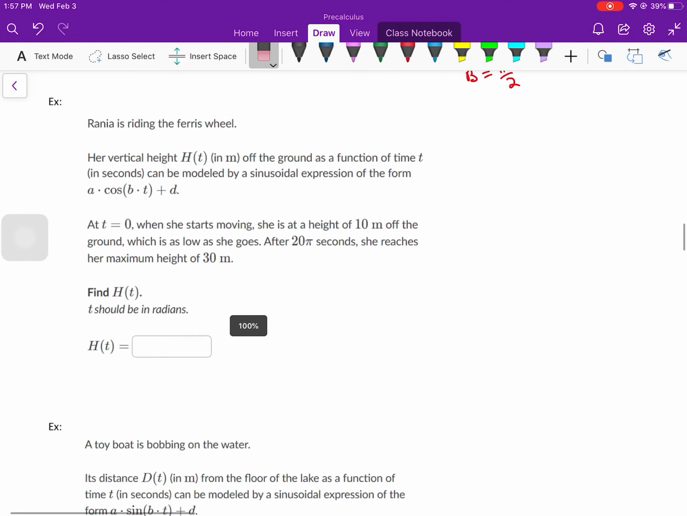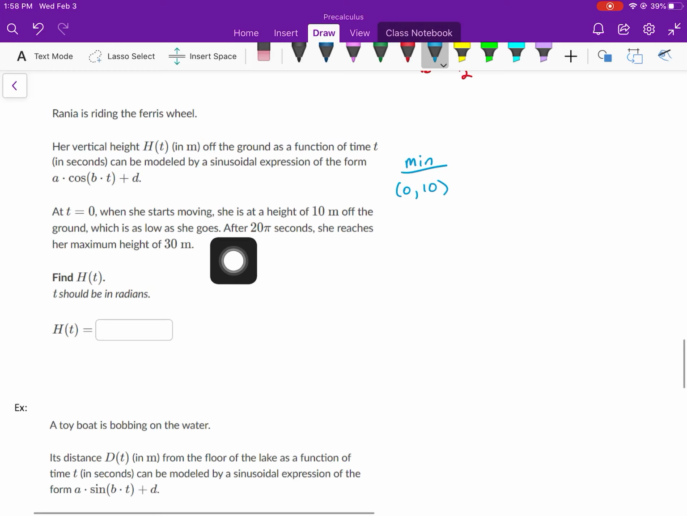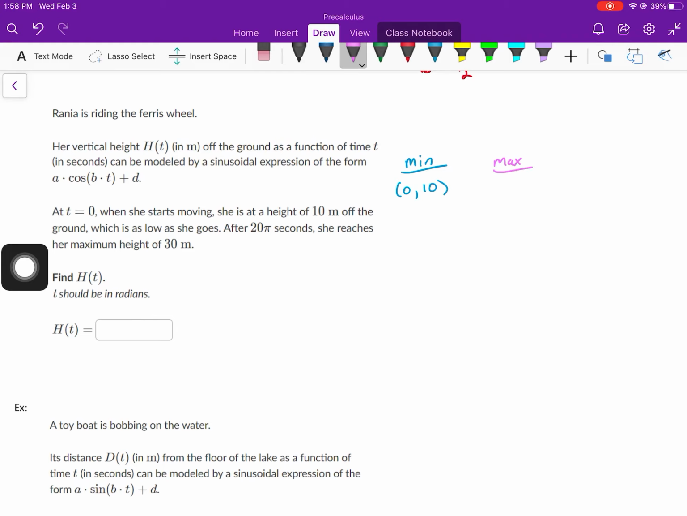So let me see. I'll go ahead and go through one more. Rania is riding a Ferris wheel. Her vertical height off the ground is the function h of t given by, and this time they're telling us let's do cosine. So that's kind of nice. When she starts moving, she is at a height of 10 meters off the ground, which is as low as she can go. So they're giving us the minimum. That's nice. So that's at t equals 0. She's 10 meters off the ground. And then after 20 pi seconds, she reaches her maximum. So then we're at a max. At 20 pi seconds, a maximum of 30.